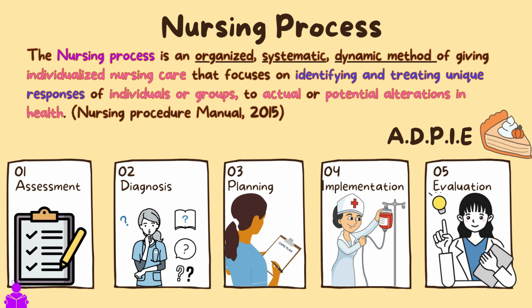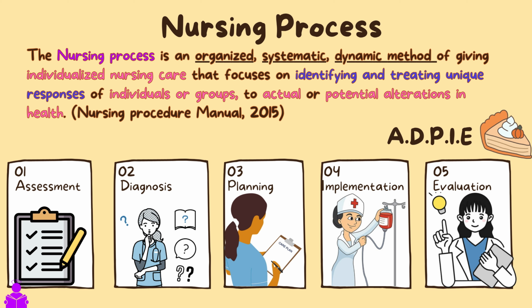Let's break it down. We start with the words organized and systematic, which mean that this is going to be a step-by-step process. It's not by accident. We follow a specific order to ensure we don't miss any important information. And dynamic means it is flexible, right? It is going to change as the patient situation changes. We say it is individualized, and that means it is not a one-size-fits-all approach, right?